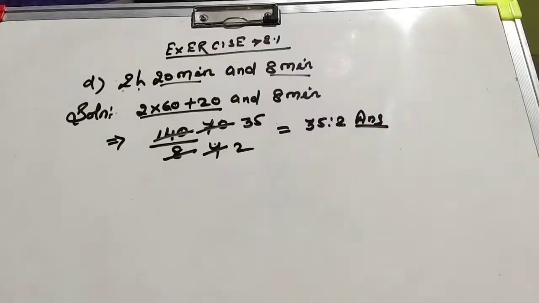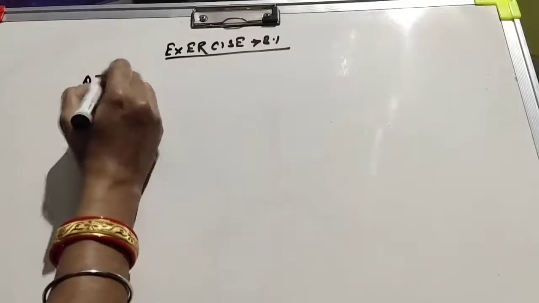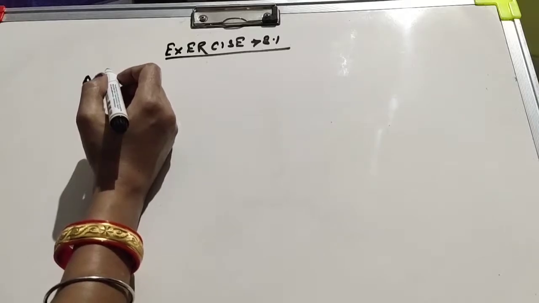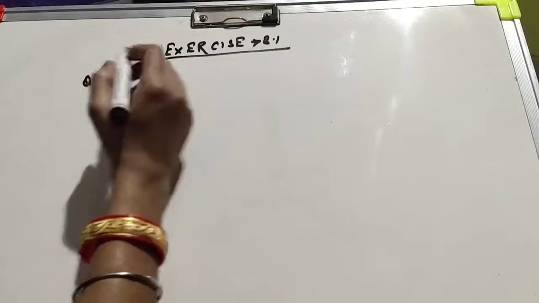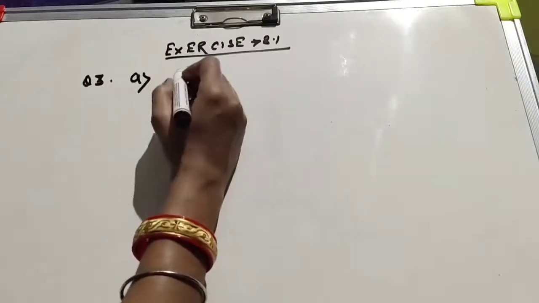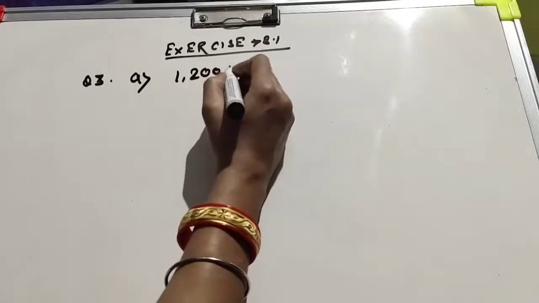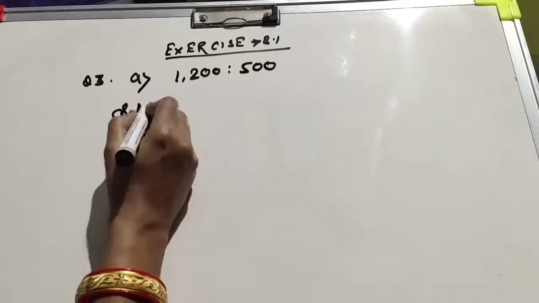Now move to question number 3. Question number 3 is a very easy question. Question number 3 is: write the given ratio in their simplest form. Simplest form means we have to cut according to their table. So just you have to write 1200, it means 1200 is equal to 500. You have to just use the table and cut in the short form.